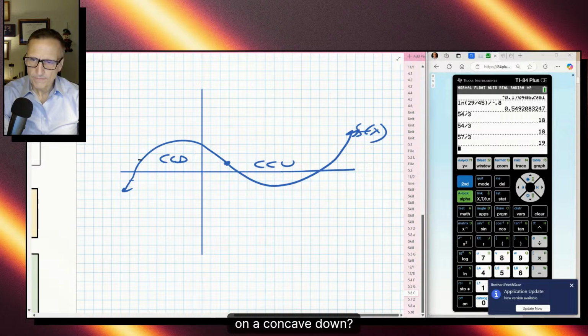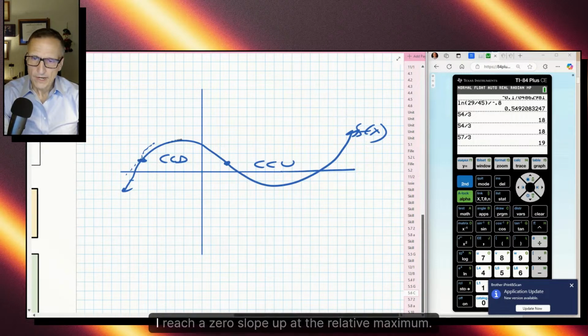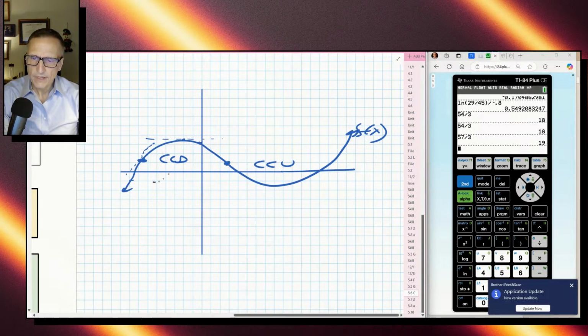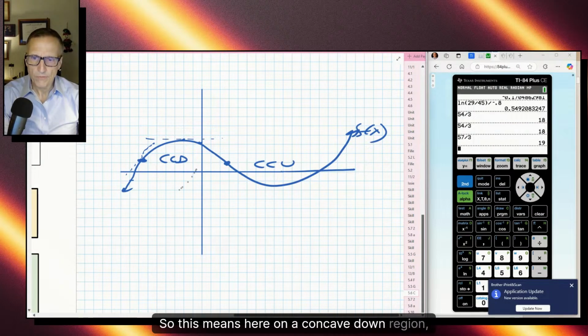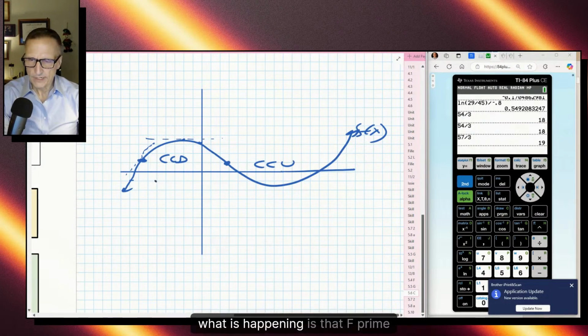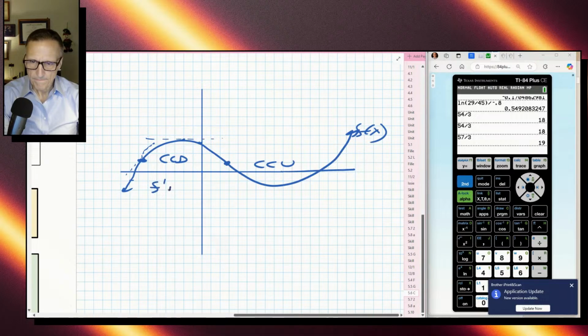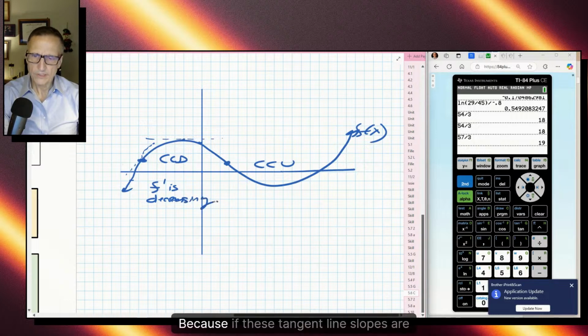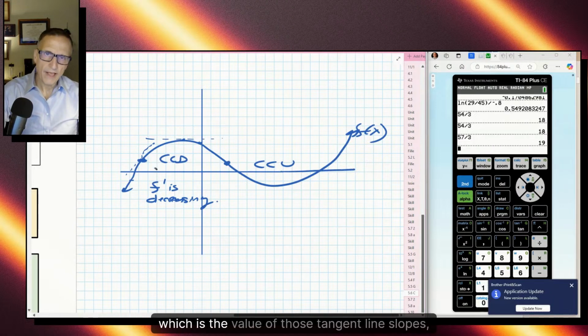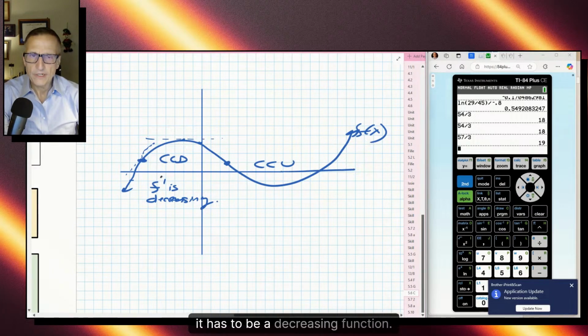On a concave down region, the tangent line slopes are decreasing, because you can take a look here. I've got positive slopes here. I reach a 0 slope up at the relative maximum, but then as soon as I get past the maximum, all of those tangent line slopes turn negative. So this means here on a concave down region, f prime is decreasing, because if these tangent line slopes are decreasing, that means the function f prime, which is the value of those tangent line slopes, has to be a decreasing function.